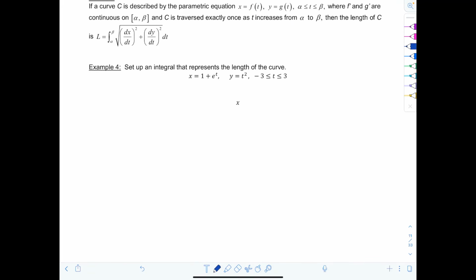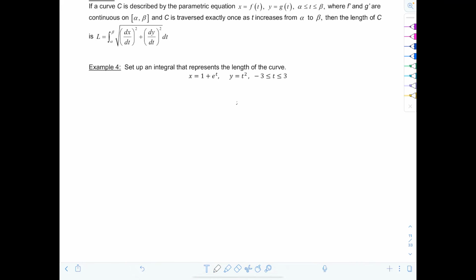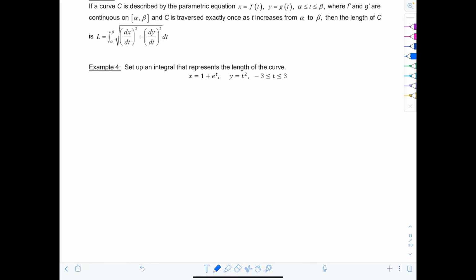Good. So example 4, all we're asked to do is set up an integral that represents the length of the curve. So x equals 1 plus e to the t, y equals t squared, and t is between -3 and 3. So let's just set up the formula. Arc length equals the definite integral from -3 to 3. And then I'm going to have the square root of dx/dt squared plus dy/dt squared dt.